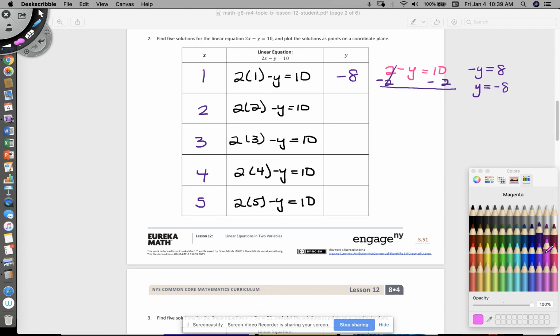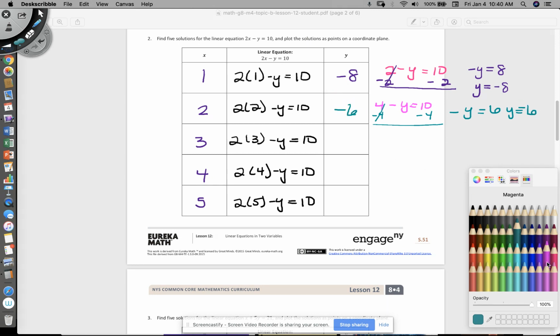All right, let's do another one. 2 times 2 is 4. 4 minus y equals 10. So as you can tell, we're going to be dealing with integers. You could subtract 4 to help you here. These cancel. -y equals 6. Give that negative to the number, so y equals -6.